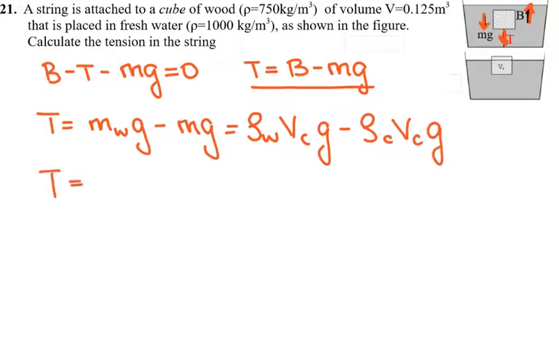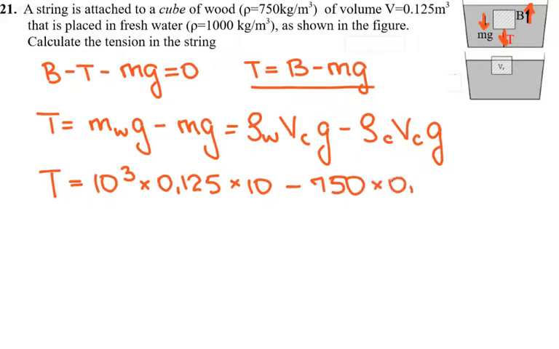So the tension is equal to the density of the water, which is 10 to the 3rd, the volume of the cube is 0.125, and then I have 10 minus the density of the cube. It's made of wood, so it's 750. The volume of the cube is 0.125, and g is 10. So from here I see that the tension acting on the string is going to be equal to 312.5 newtons.